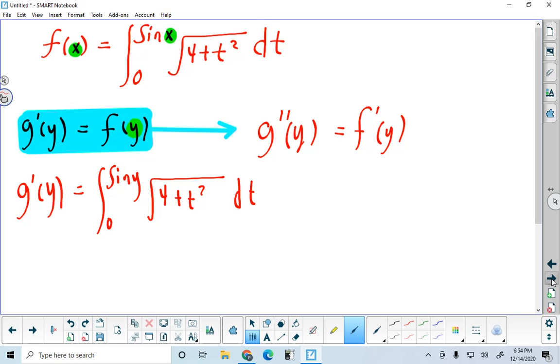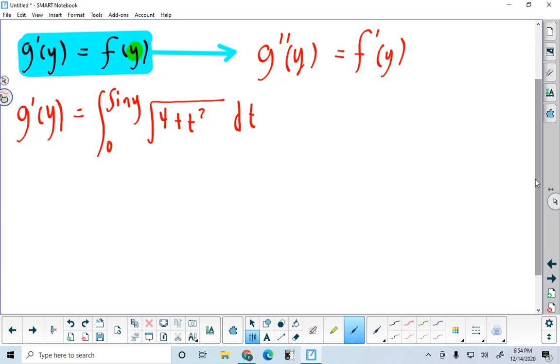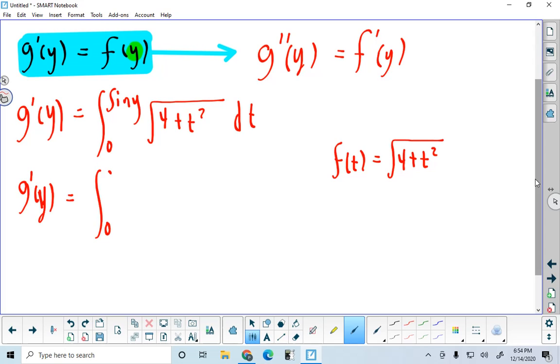And now I'm going to introduce another function. I'm going to let f of t equal the square root of 4 plus t squared. This will allow me to use the fundamental theorem of calculus. So what this is going to look like now is g prime of y is going to be equal to the integral from 0 to sine of y of f of t dt.